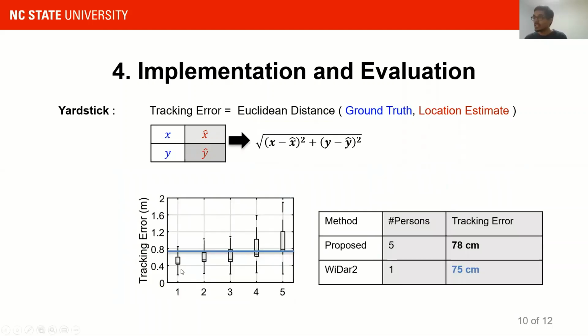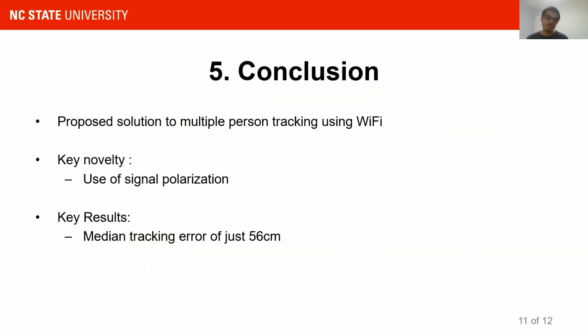Finally, we see the tracking error for tracking 5 persons with our scheme, and we find that for up to 4 persons, the median tracking error was always below the median tracking error of the single person tracking scheme of WiDar2, which is around 75 centimeters, and only for the 5-person tracking case, the error jumped slightly to 78 centimeters. So to conclude, we propose a solution to multiple person tracking using Wi-Fi, using signal polarization, and had a median tracking error of only 56 centimeters.